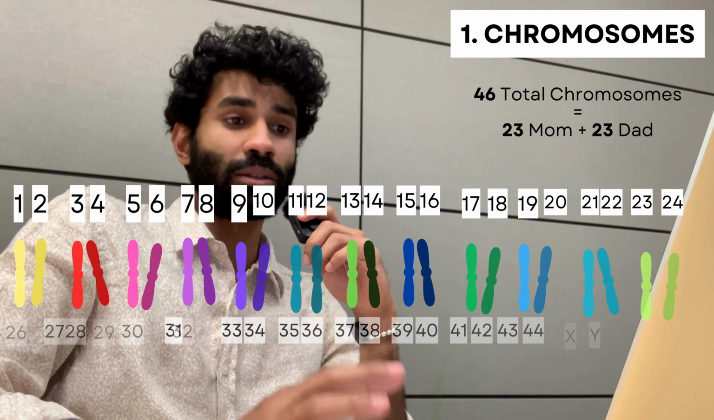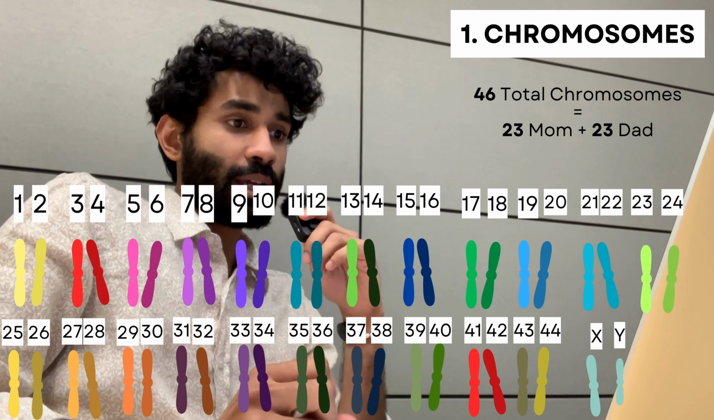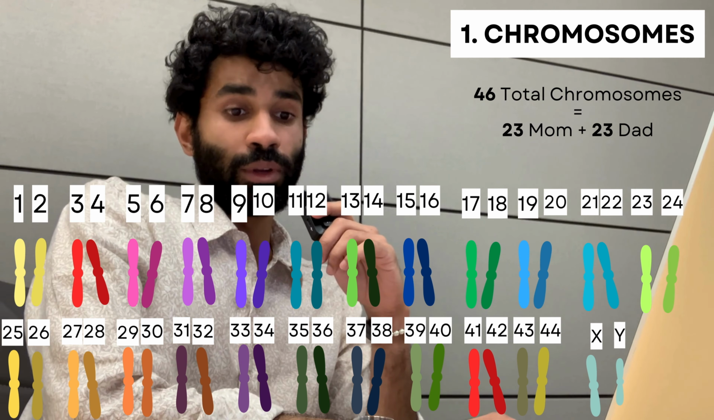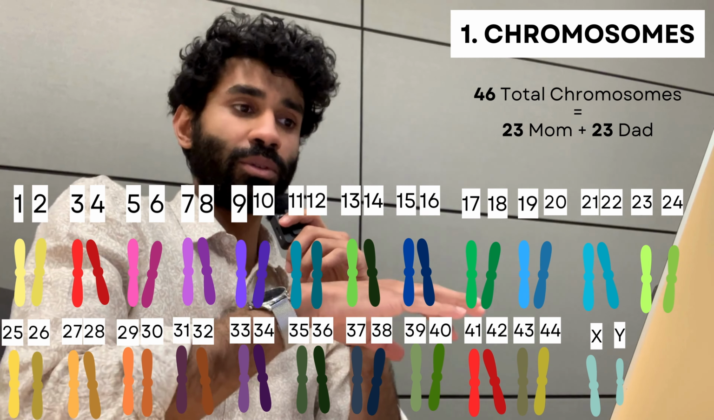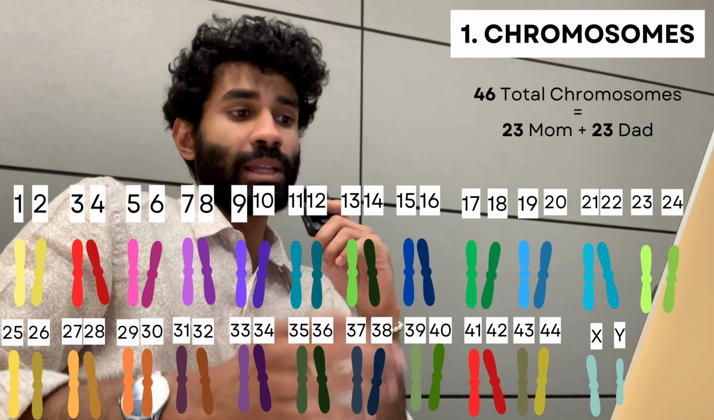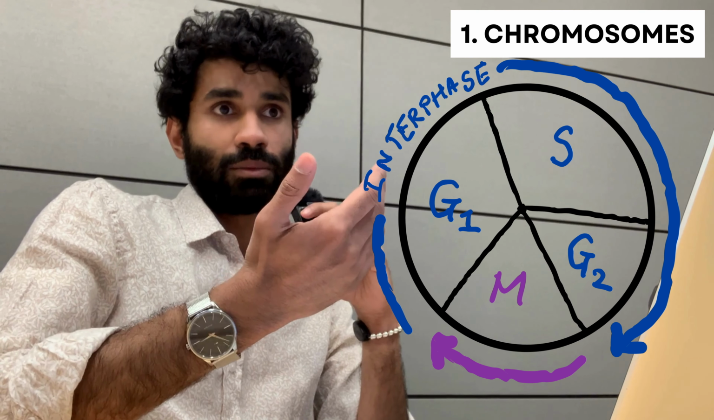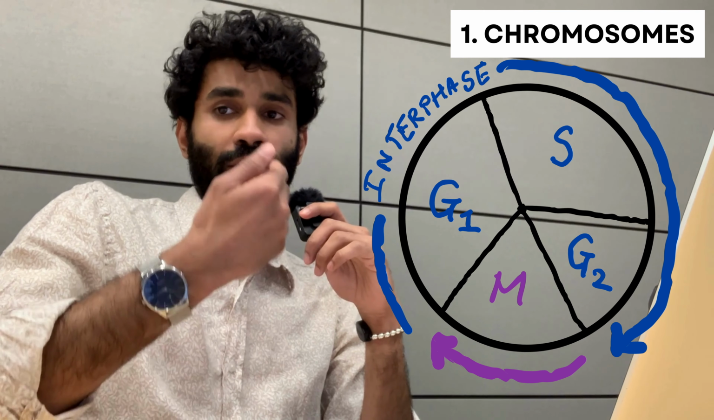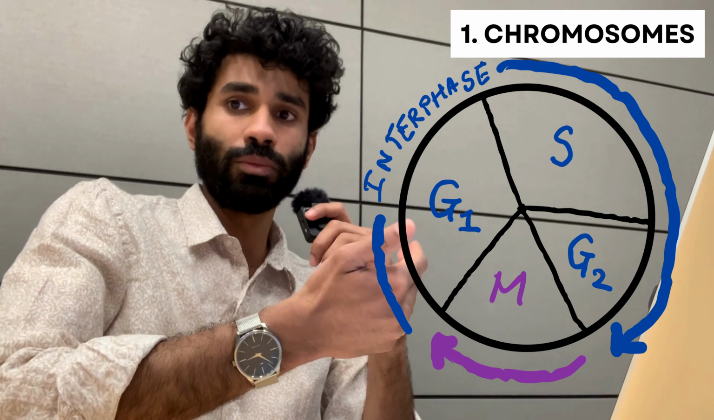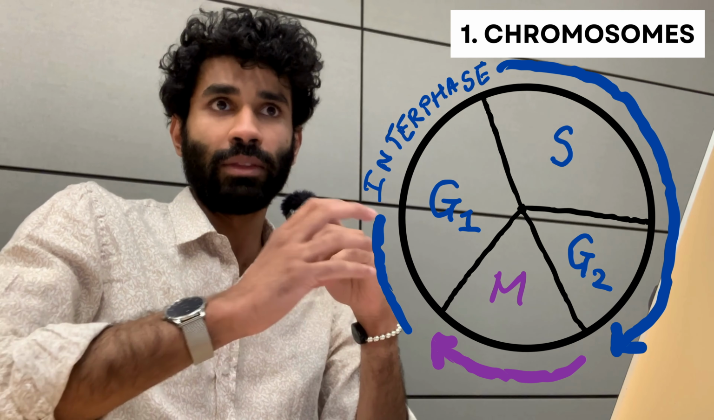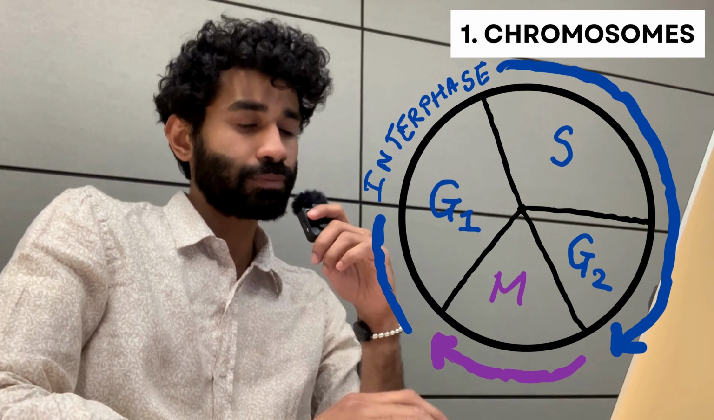In humans, our somatic cells have 46 chromosomes, and each chromosome is a single-stranded DNA molecule that's combined with proteins. 23 of those molecules come from your mom, and 23 of those come from your dad. So cells, remember, are either in interphase or M phase. When they're in interphase, they're in either G1, S, or G2. And S is when the DNA in the cell is duplicated.